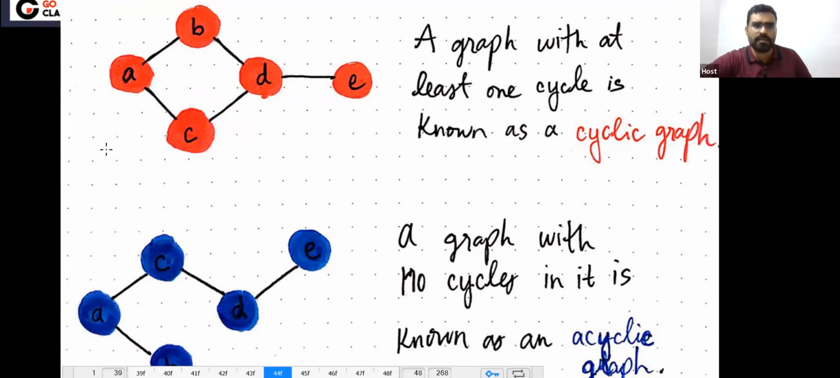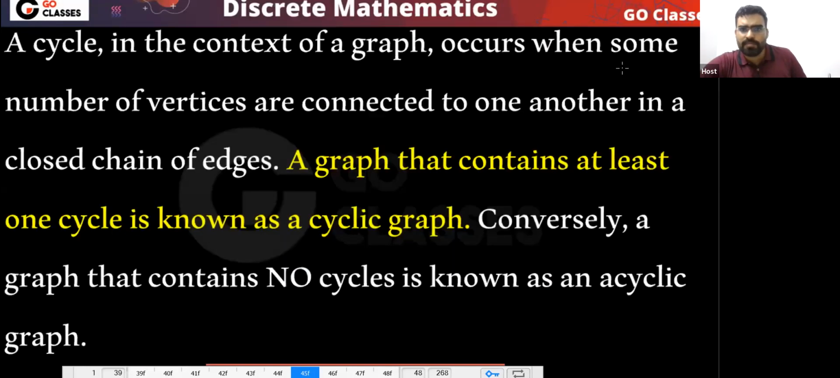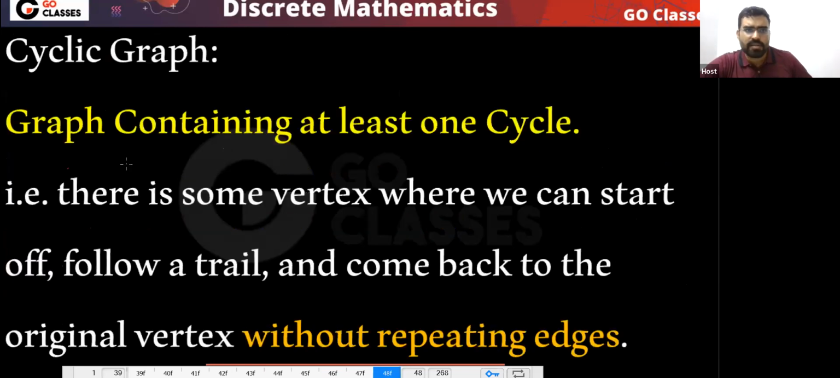So what is the definition of a cycle? A cycle in a graph occurs when some number of vertices are connected to one another in a closed chain of edges. A graph that contains at least one cycle is a cyclic graph. There is some vertex where we can start, follow a trail without repeating the edges, and come back. So this is the definition of a cycle.